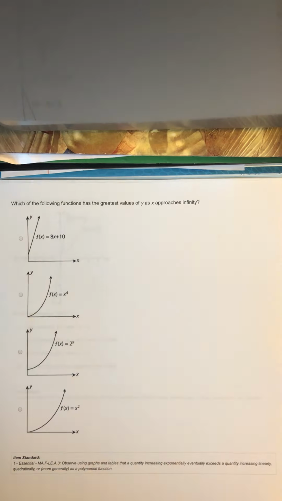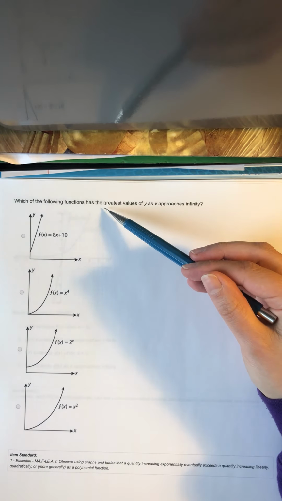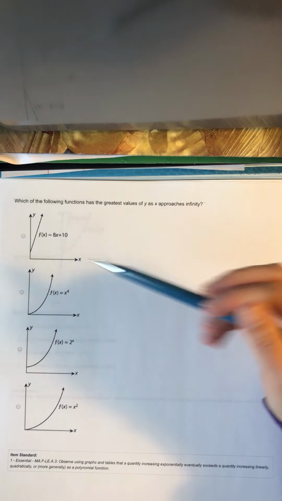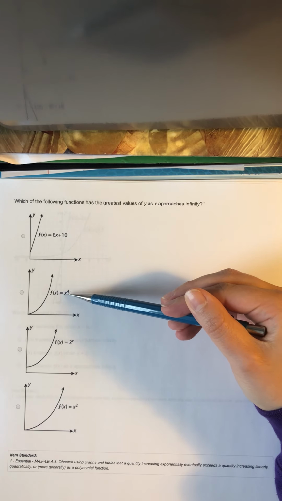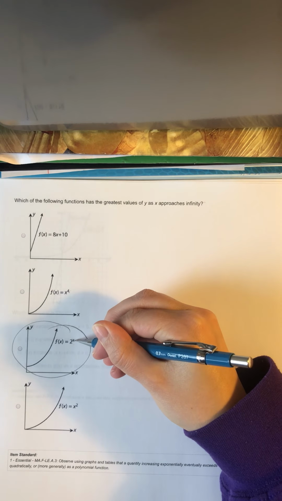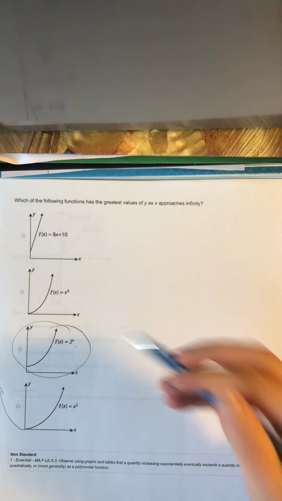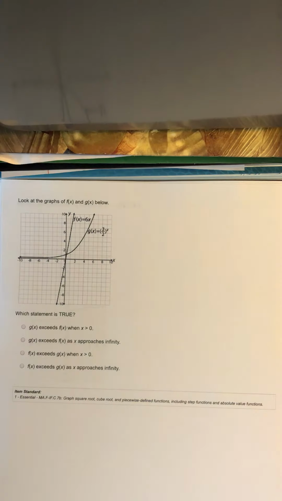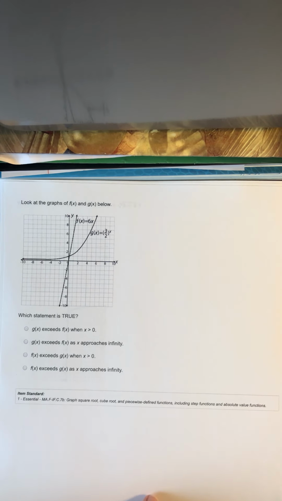Next, if we look at this one, which of these following functions has the greatest values of y as x approaches infinity? We have a linear. We didn't even learn about that. You'll learn about that in algebra 2. This is your exponential right here because it's 2 to the x. This is a parabola. On the other side, it'll go up like that. Okay, so it's that one. That one's going to approach infinity the fastest. Try this one on your own.